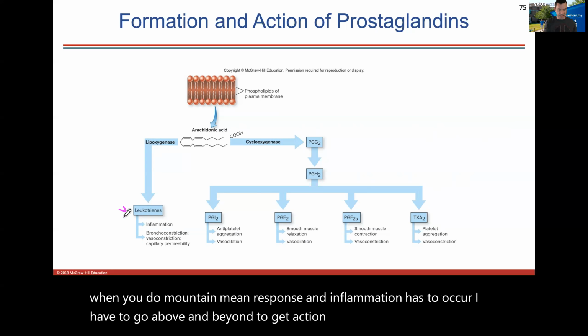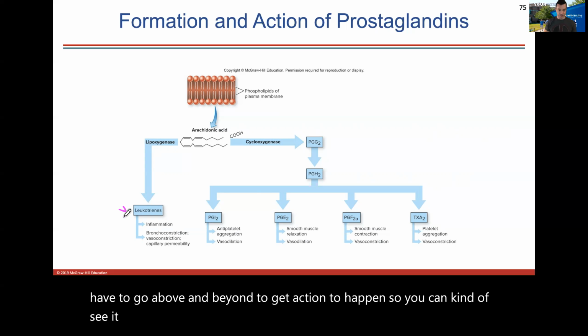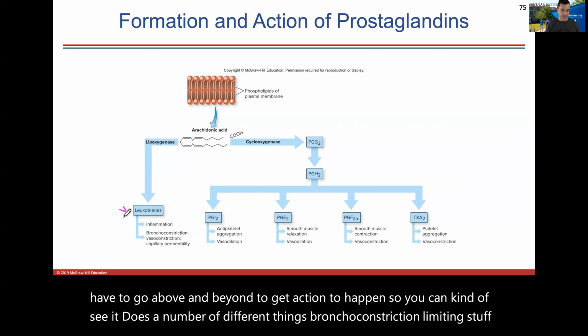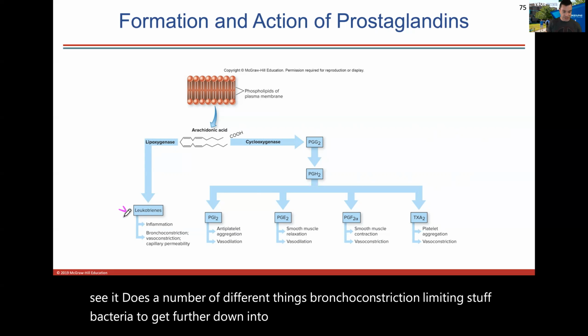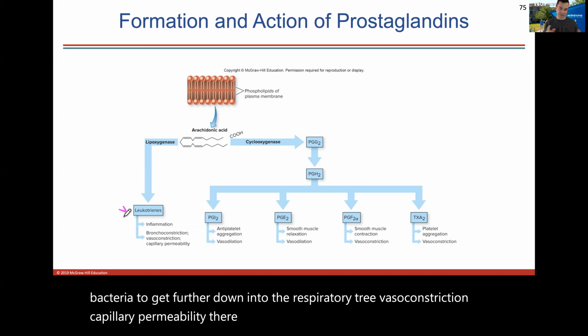So as you can kind of see, it does a number of different things: bronchoconstriction, limiting bacteria from getting further down into the respiratory tree, vasoconstriction, and capillary permeability, it affects that. Again, it's part of the immune process. We'll look at those later.